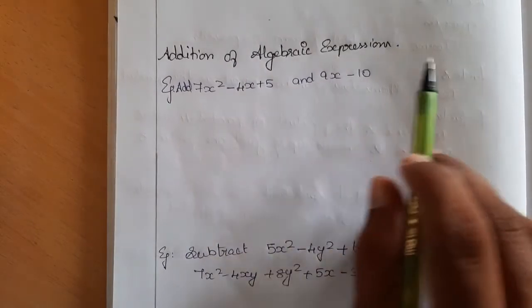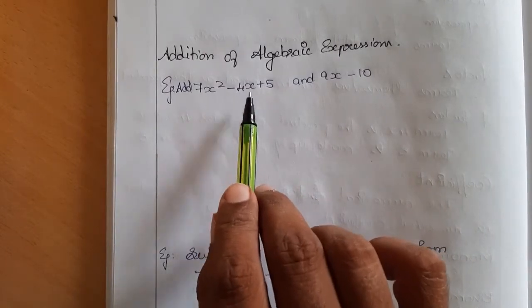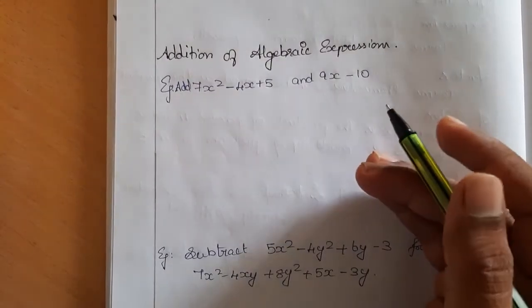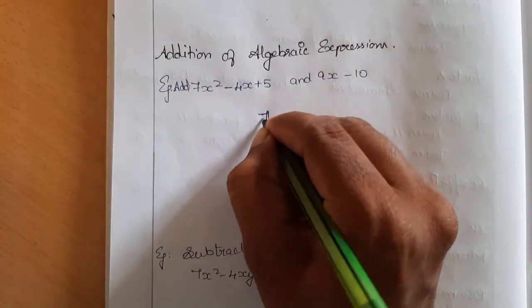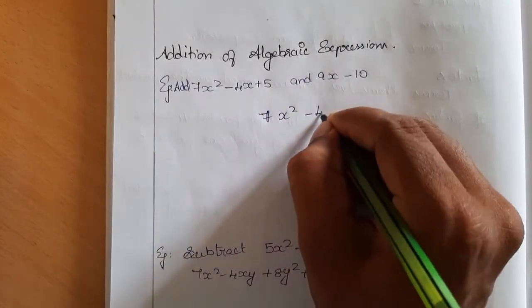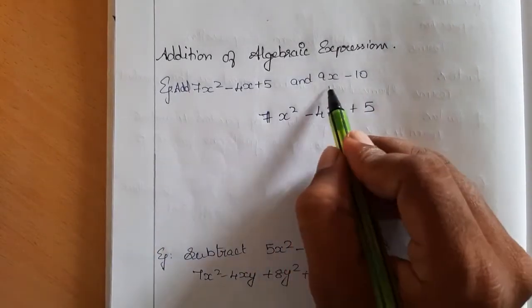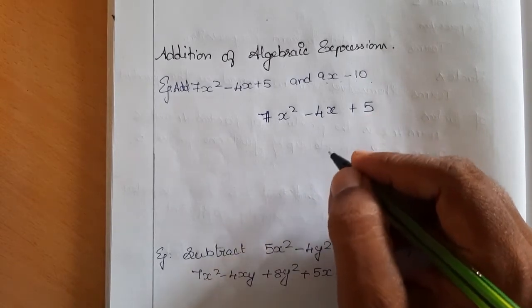So, addition of algebraic expressions. I have chosen an example here: 7x square minus 4x plus 5 and 9x minus 10. Addition is easy. We just add the coefficients of like terms, right? So first we have 7x square minus 4x plus 5, and we are going to add the second expression, 9x minus 10. Just write it below the like terms.